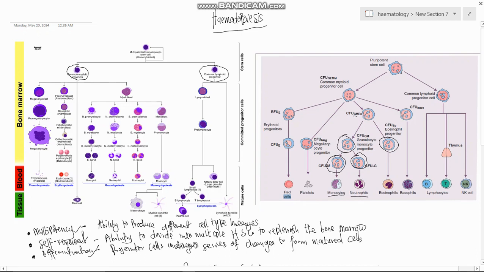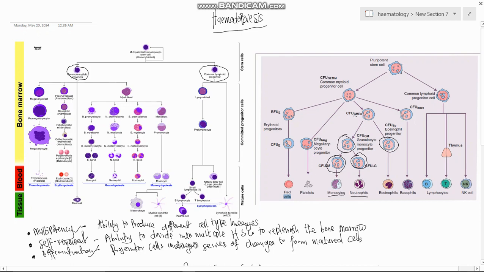And then also in the myeloid lineage, we have colony forming unit basophils. This one undergoes differentiation and then matures to form what we call the basophils. Now, when we look at the common lymphoid lineage, or the common lymphoid progenitor, we can see that it differentiates into the B lymphocytes, the T lymphocytes, and then the natural killer cells as well.